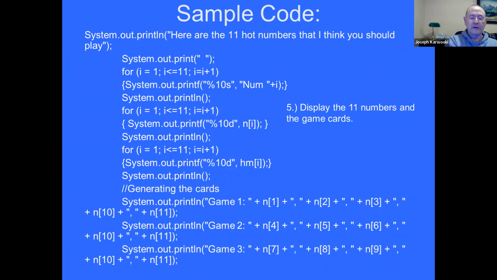So, if the first number is the number 18, and it has come up 5 times, it will have num1, 18, 5 underneath it. And here are the game cards. So we're playing N sub 1, 2, 3, 10 and 11, 4, 5, 6, 10 and 11, 7, 8, 9, 10 and 11. That's the entire system. That is the whole program.